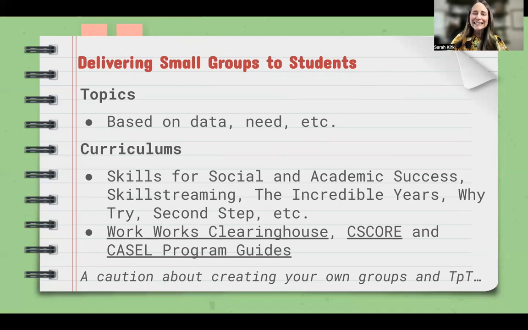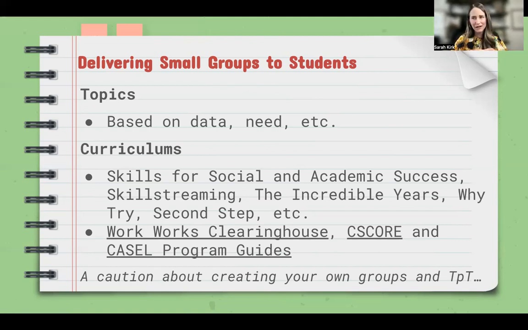Now, ideally, we're using a curriculum to drive and to teach our small groups. So there are some listed there. There's some links there of some resources you can use to find good curriculums. But ideally, we're using a curriculum because it's research-based and because it can show that we're not just doing these random acts of counseling, right? Plus, it makes it so much easier on you because the lessons are already created.